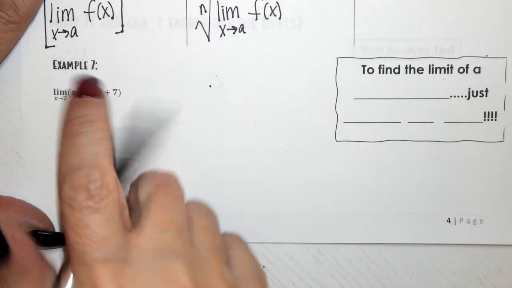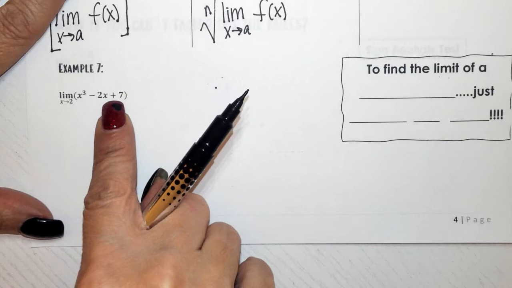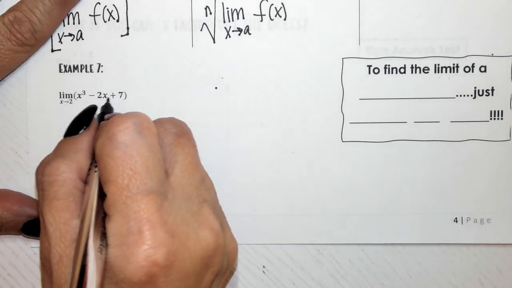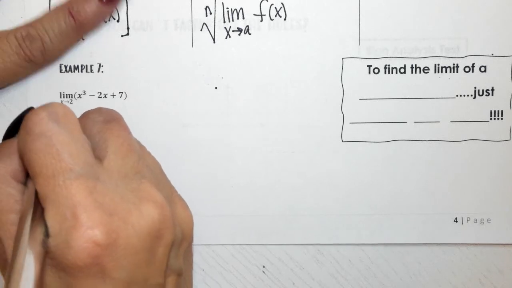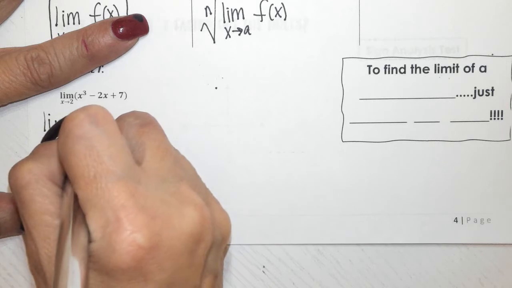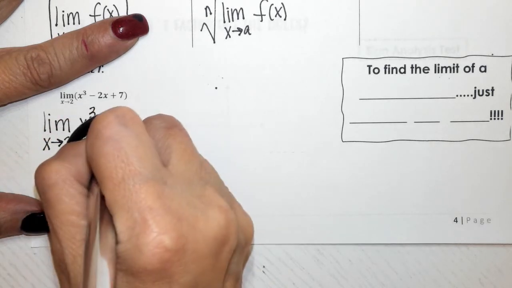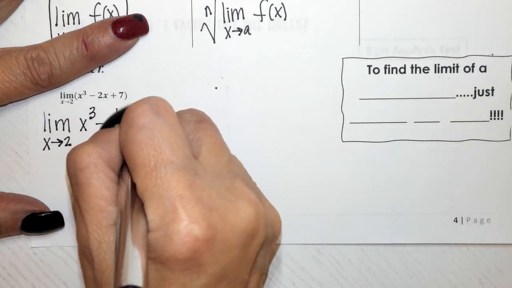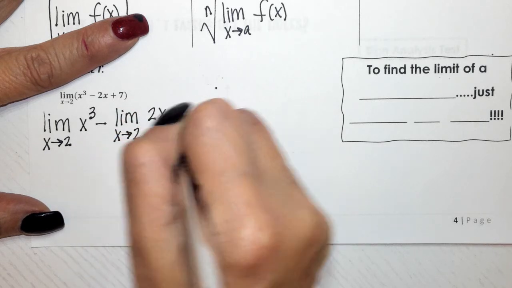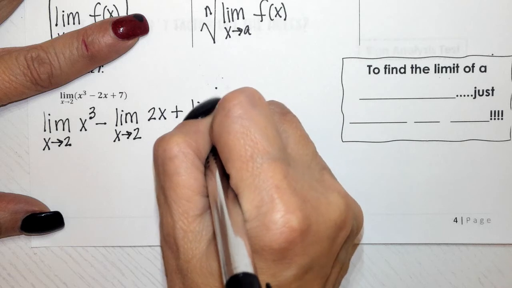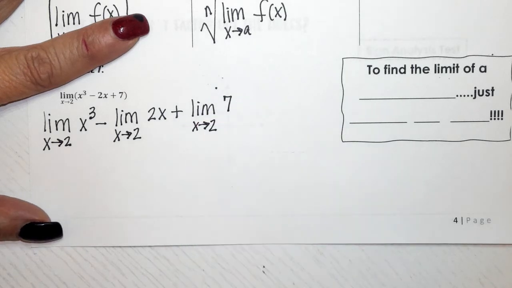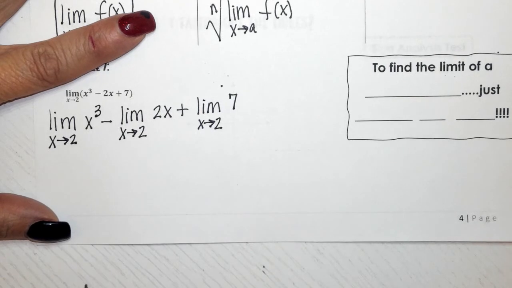We've got subtraction and addition, we've got cubes, and we've got multiplying. I know that if I have subtraction, multiplication, all this other stuff, here's what I'm going to do. I'm going to say the limit as x approaches 2 of x to the third minus the limit as x approaches 2 of 2x plus the limit as x approaches 2 of 7. I can break it apart so that it's easier to work with.